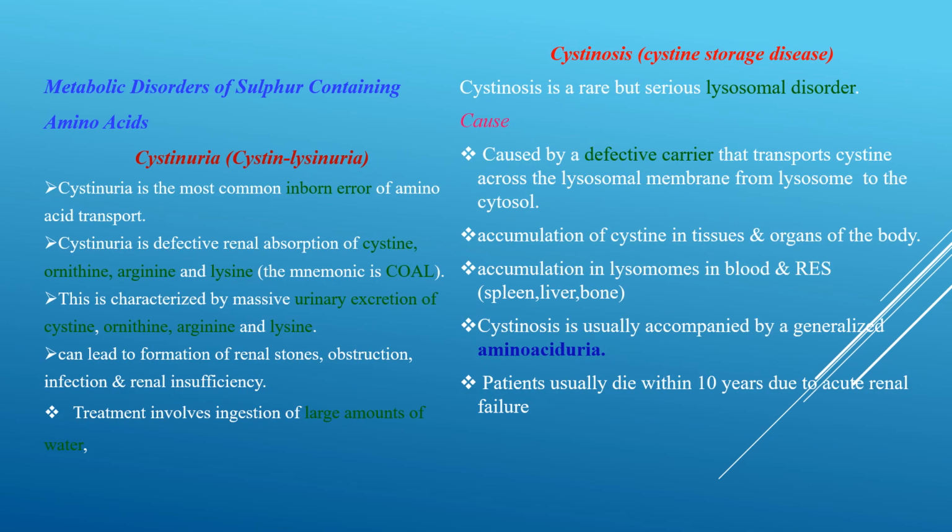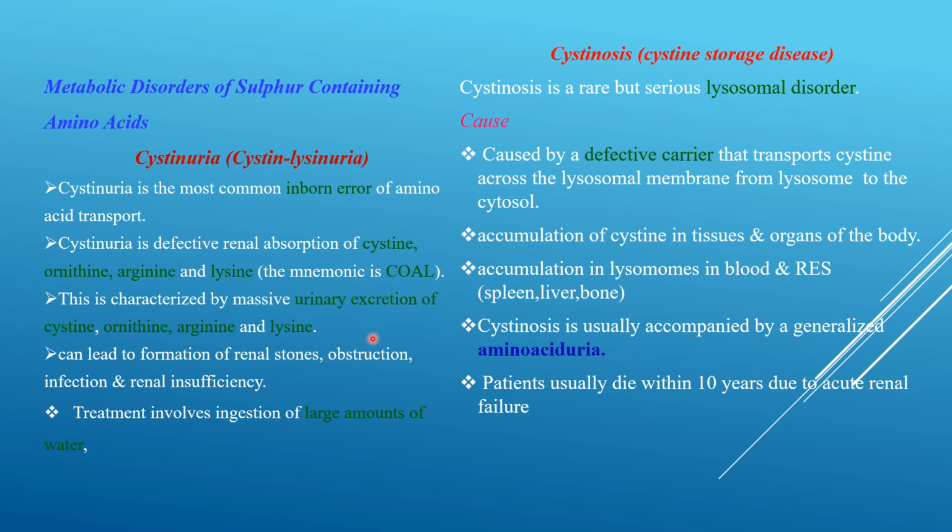Now we will see the metabolic disorders associated with the sulfur-containing amino acids. They are cystinuria, cystinosis, and homocystinuria. Cystinuria is the most common inborn error of amino acid transport. Cystinuria is a defective renal absorption of cysteine, ornithine, arginine, and lysine. And the mnemonic is COAL, coal.